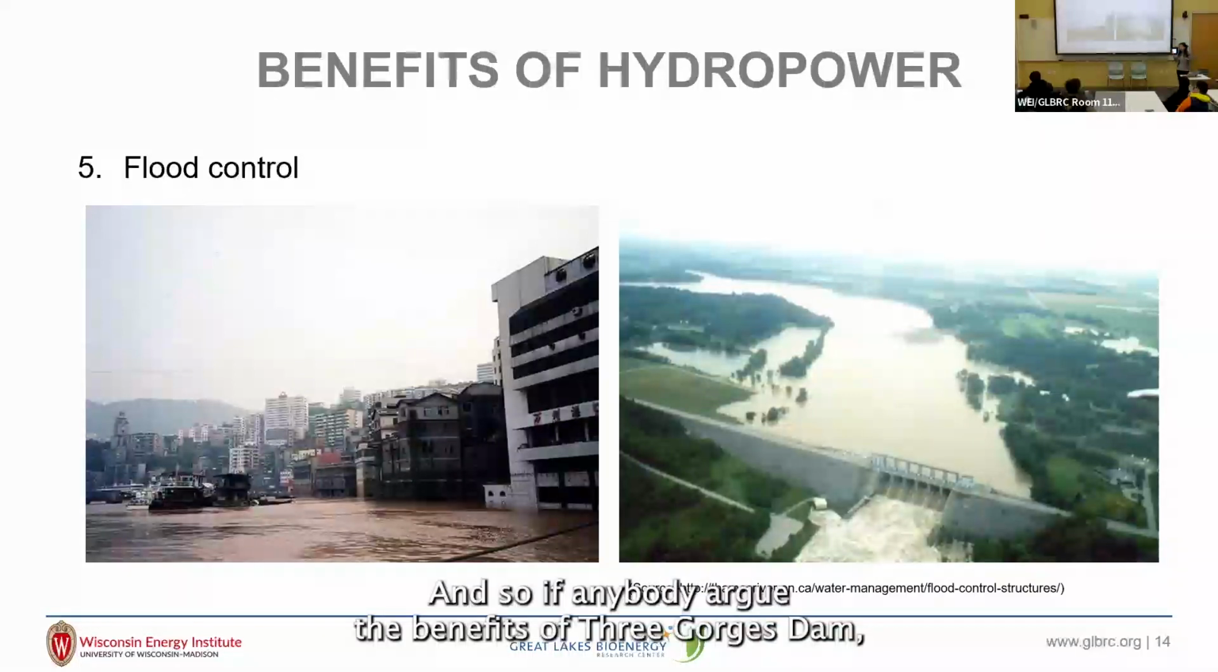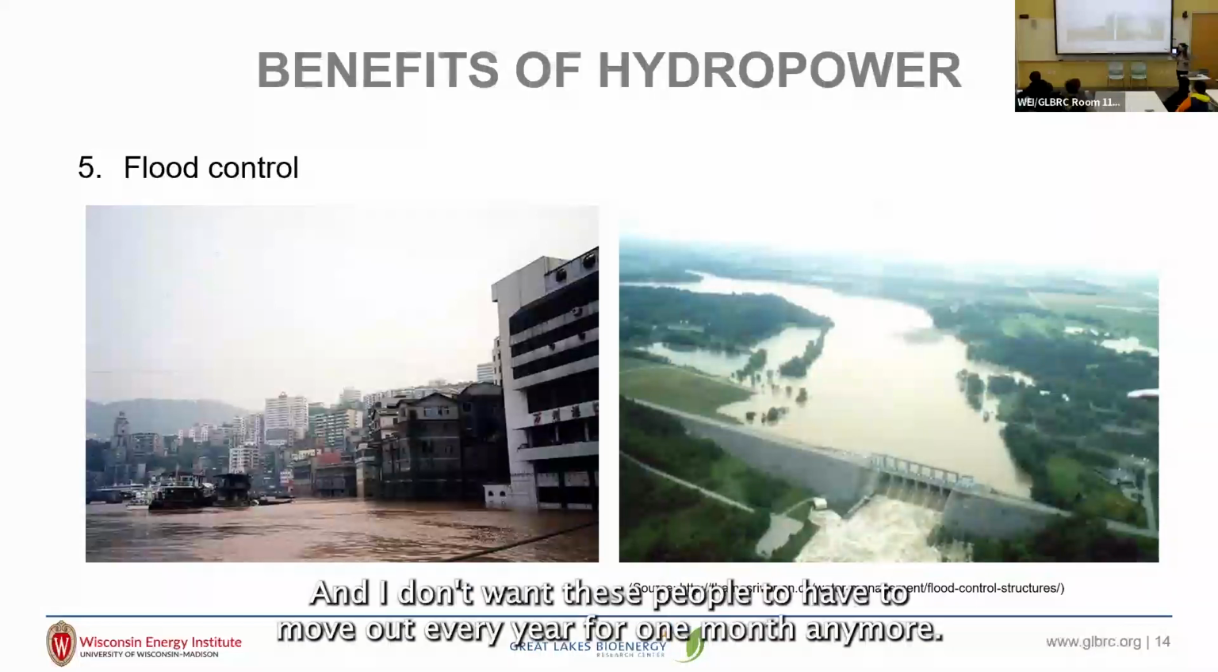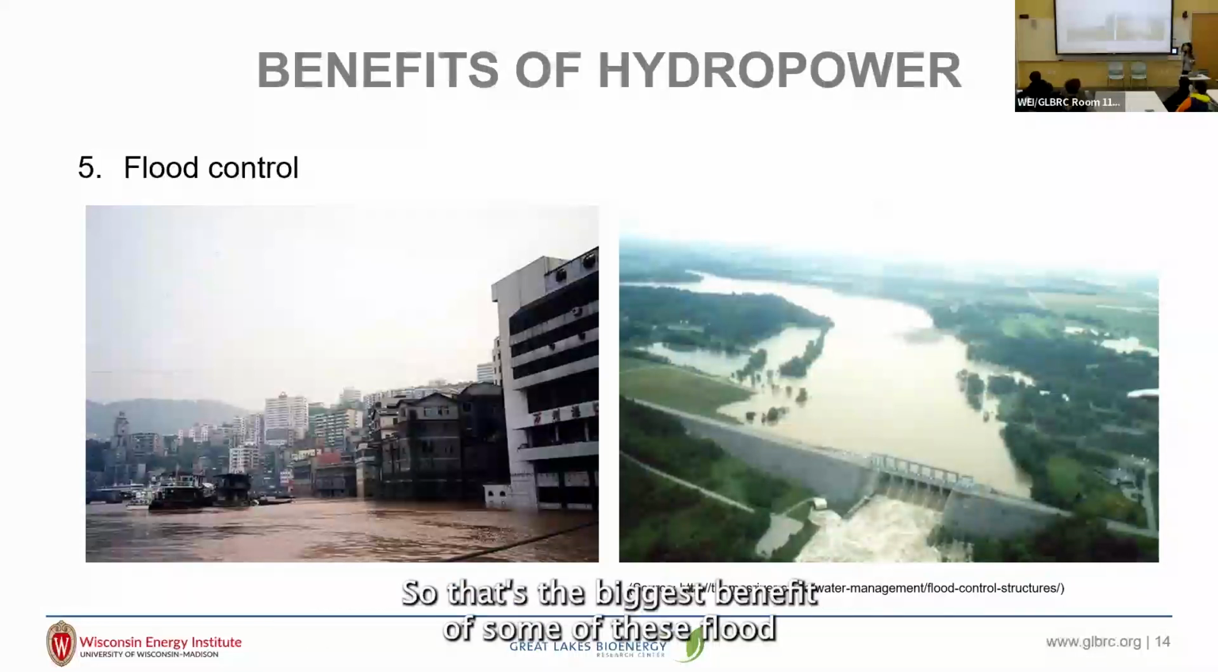So if anybody argues about the benefits of Three Gorges Dam, I would say it's not hydropower, it's flood control. And I don't want these people to have to move out every year for 3 months anymore. So that's the biggest benefit of some of these flood control projects.